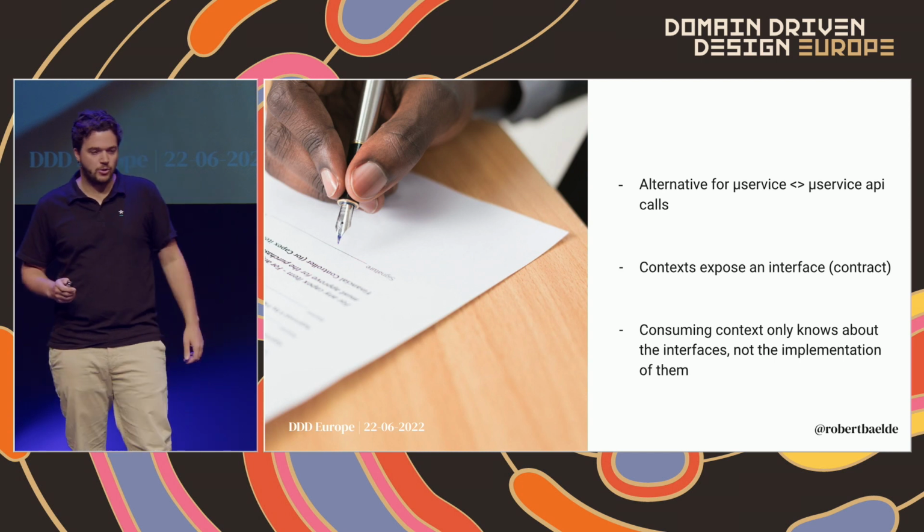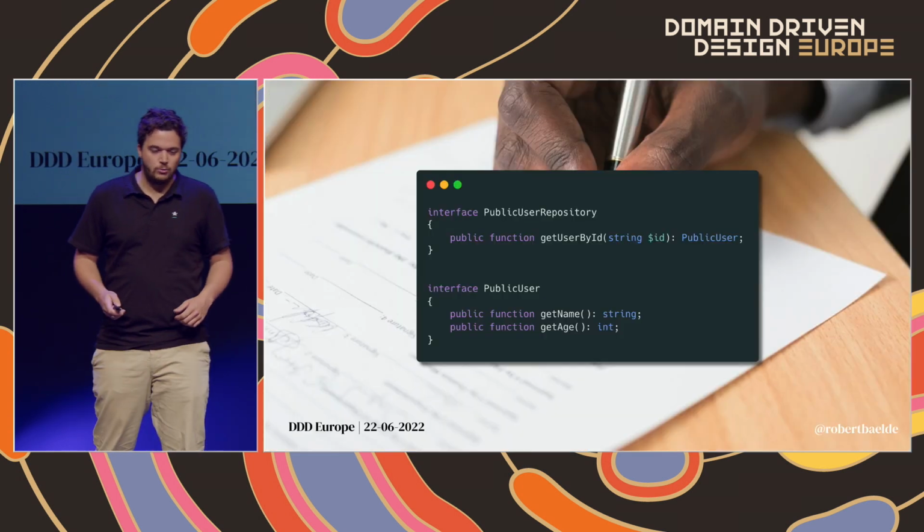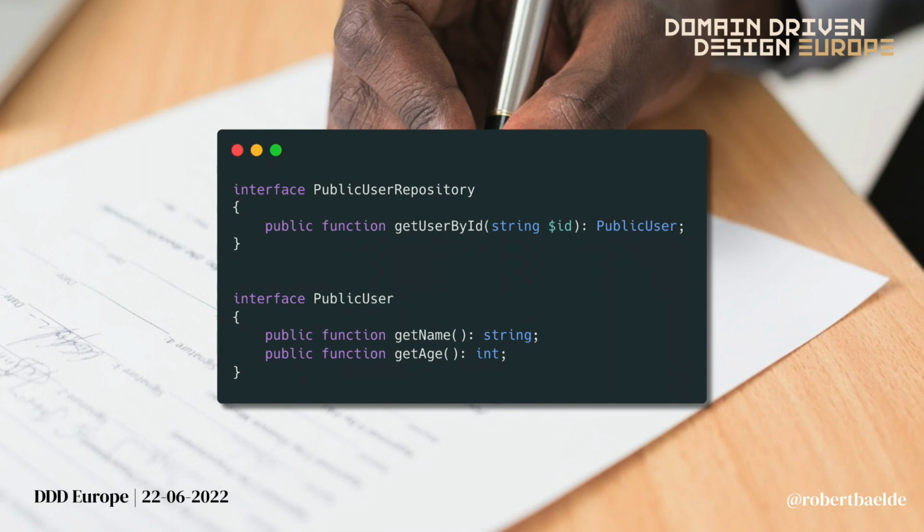If you look at code examples for this, we have a public user repository. And maybe, if I listen to the previous talk, I should rename this to something else. Maybe, I don't know what, but this naming is probably wrong. So we have a public user repository, and we can get a user by its ID. We also specify the object we get back and what we can do with it. This returned public user has two methods on it: give me the name and give me the age.